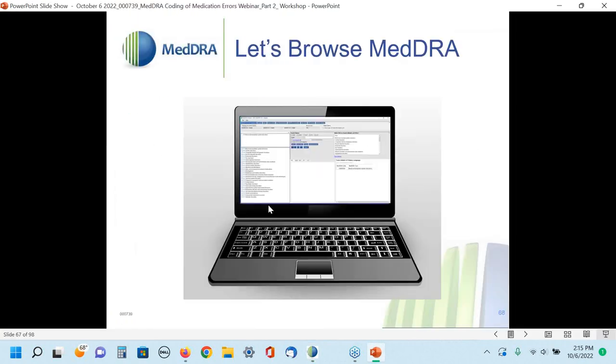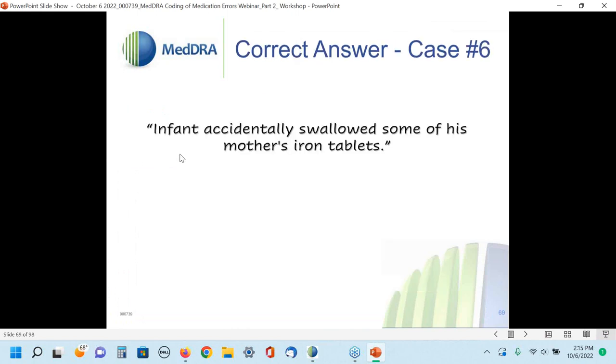And go back and go into the browser. So, accidentally swallowed some of his mother's tablets, accidentally. So we know that this was not intentional and that the child actually ingested these tablets that were his mother's.